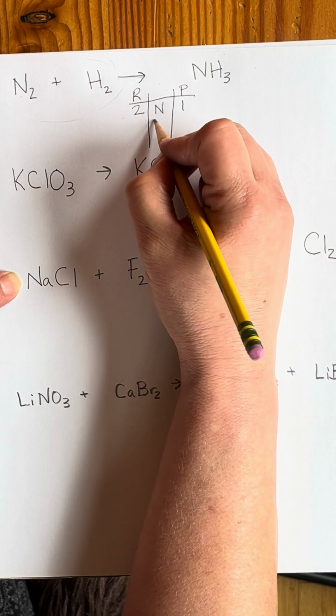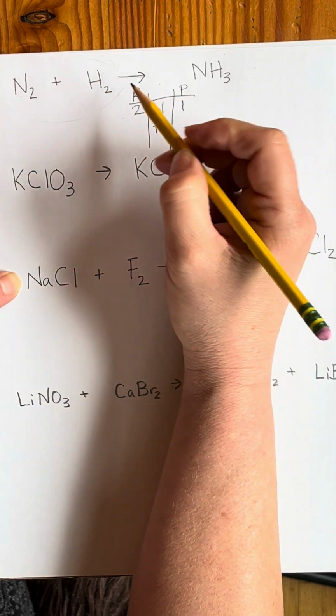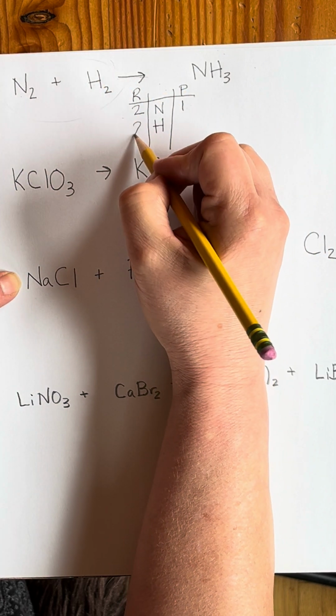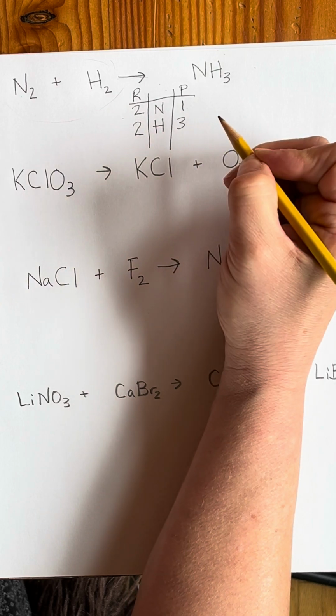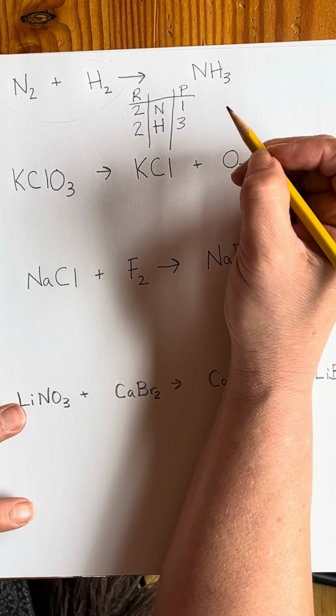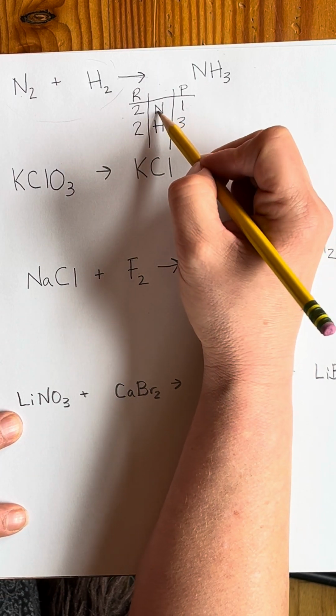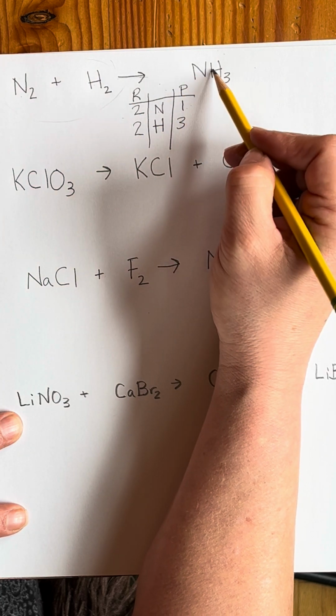Next, we have hydrogen. Over here we have 2 hydrogens, and over here we have 3 hydrogens. Ooh, that's going to be a pickle. All right, well, let's just get started, shall we? First, we're going to start with nitrogen. Now we have 2 here, but we only have 1 here.